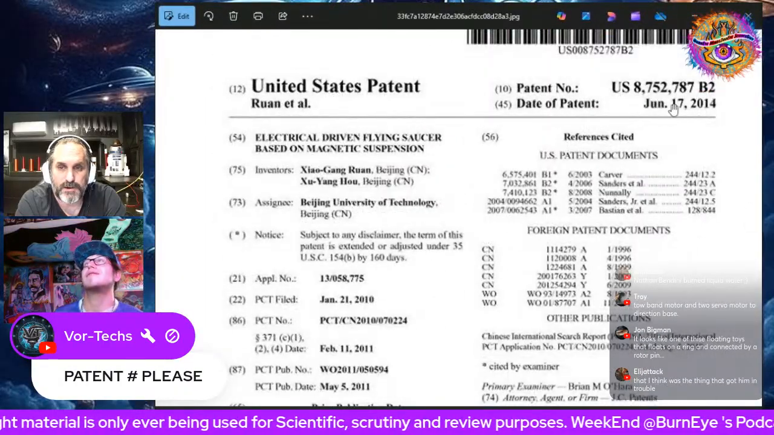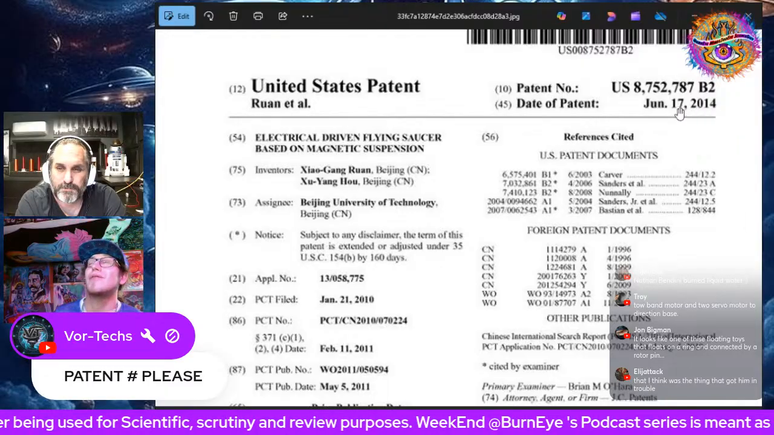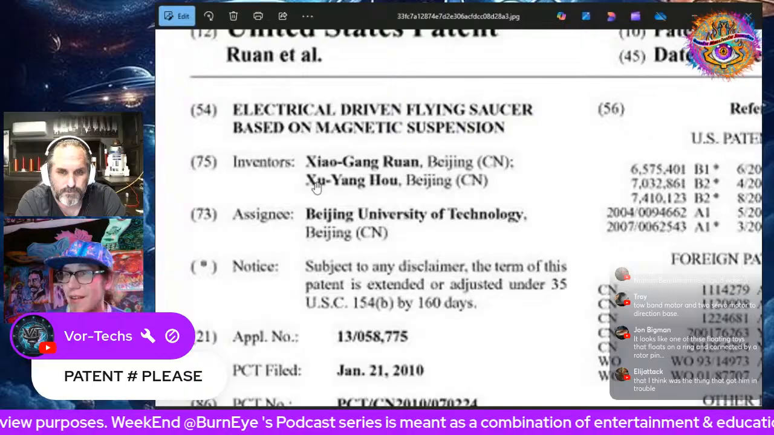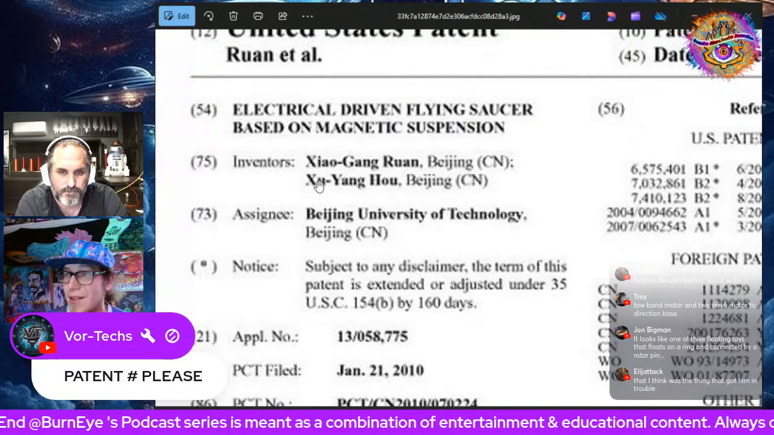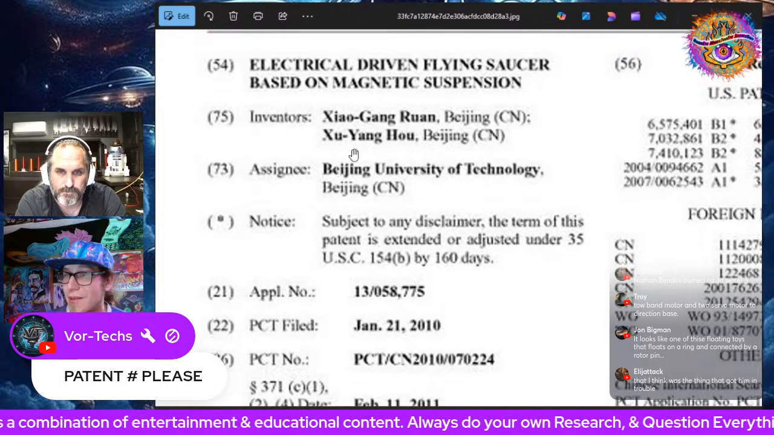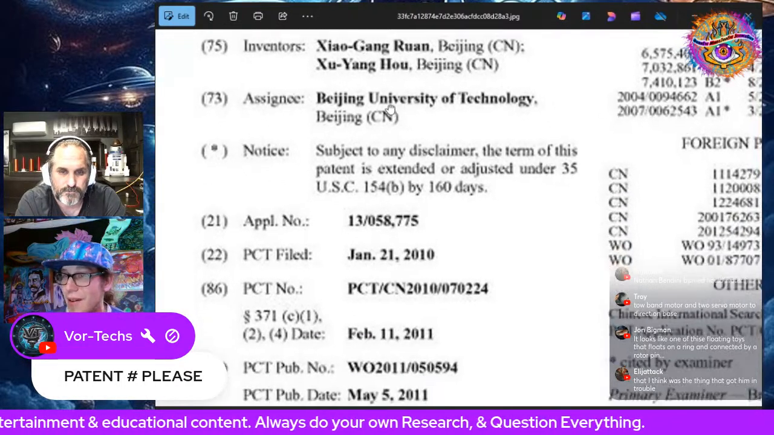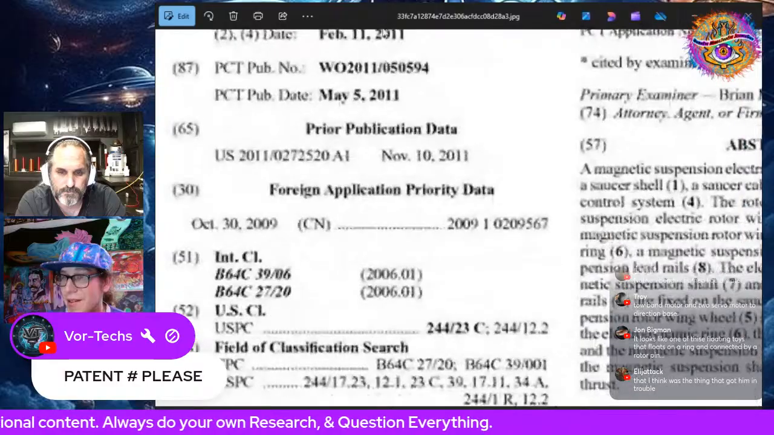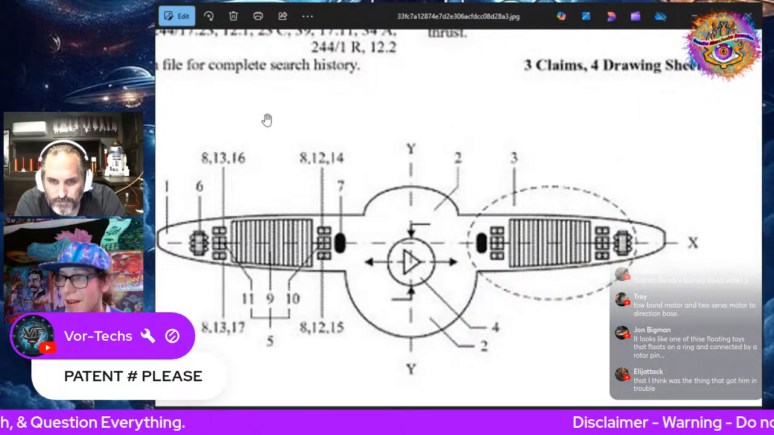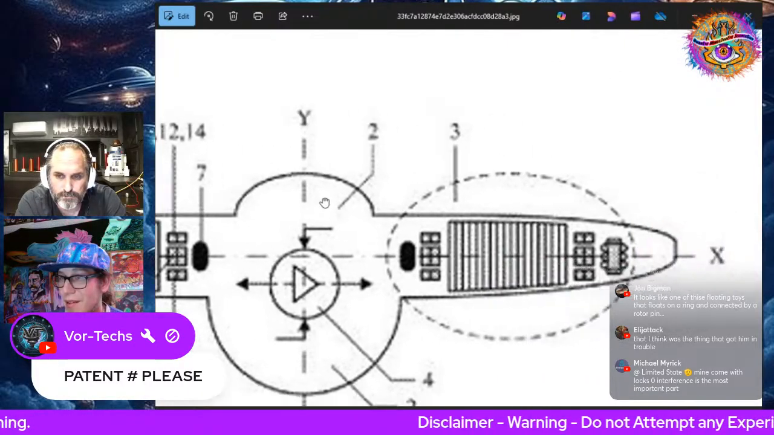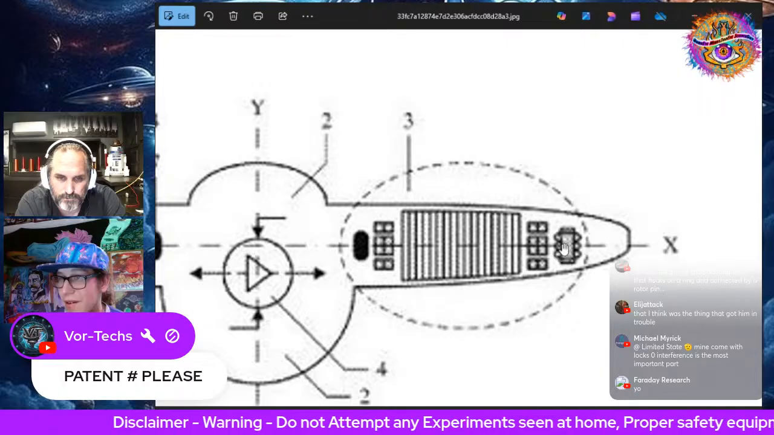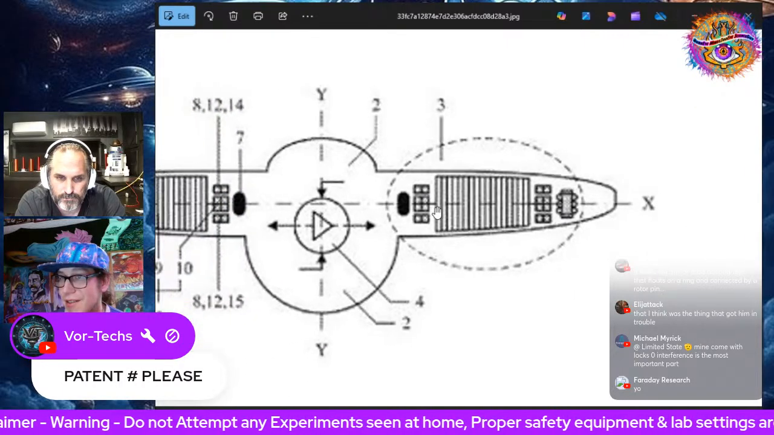So this one, June 17th, 2014. The next one, and sure enough, it is electrical driven flying saucer based on magnetic suspension. And again, it is Xiao Gang Ruan and Zhu Heng Hao. And it is the second American patent that they did. Here's more aspects. Oh yeah, so look, that's how those cores and coils are from this cross section of it.